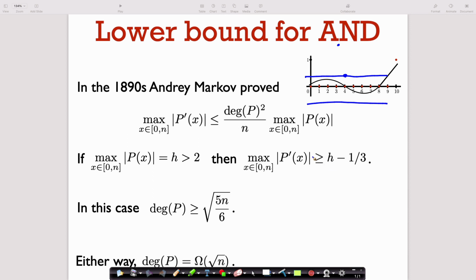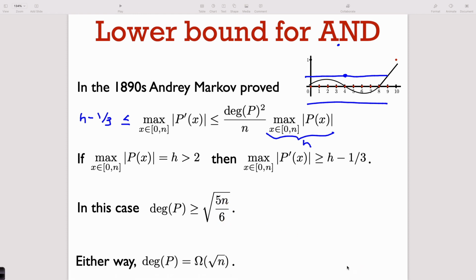Now if we plug in h here, this side will be at least h minus 1/3. And if you do a little bit of algebra here, you find out that in this case, the degree of p has to be at least the square root of 5n over 6. So the main point is that either way, the degree of p has to be at least a constant times root n. So now we have our lower bound on the approximate degree of the AND function.